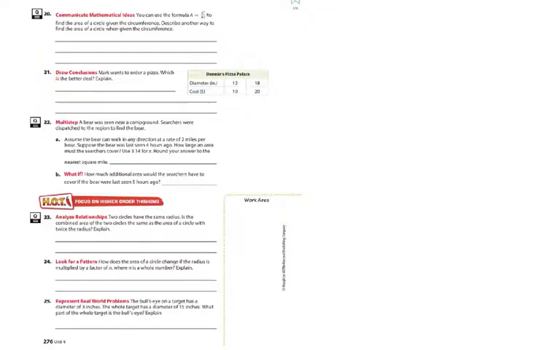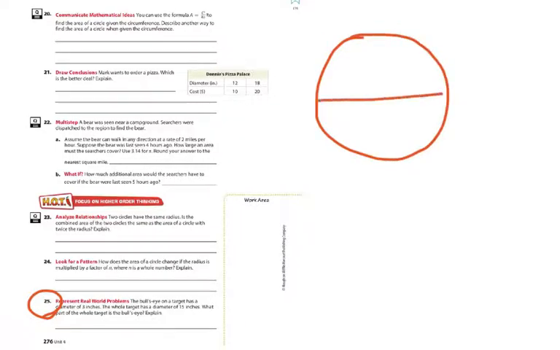And the last problem that you guys wanted to talk about was problem 25 down here. It says a bullseye on a target has a diameter of 3 inches. The whole target has a diameter of 15 inches. What part of the whole target is the bullseye? So this problem is asking us to take a look at a target. And so the target has a diameter of 15 inches. And then there's a bullseye in the center that has a diameter of 3 inches.